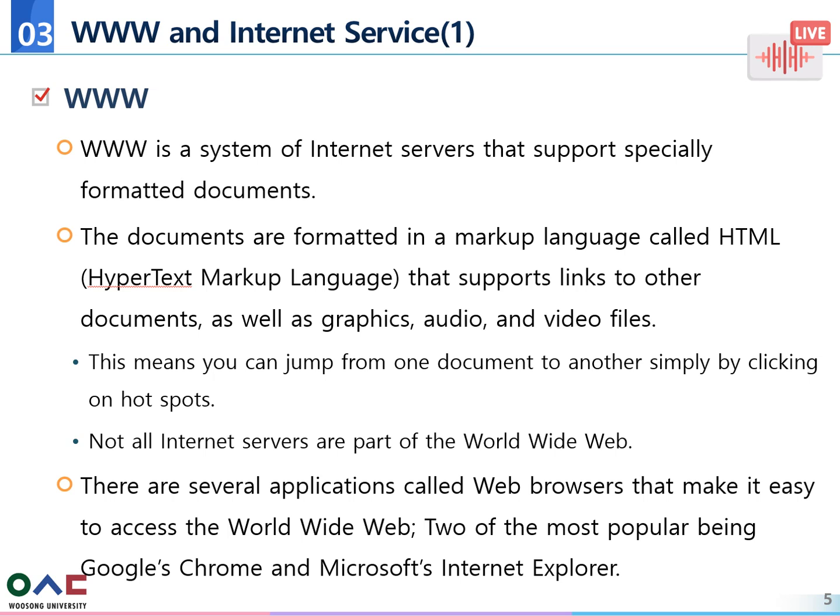www. www is a system of Internet servers that support specially formatted documents. The documents are formatted in a markup language called HTML, hypertext markup language, that supports links to other documents, as well as graphics, audio, and video files. This means you can jump from one document to another simply by clicking on hotspots.